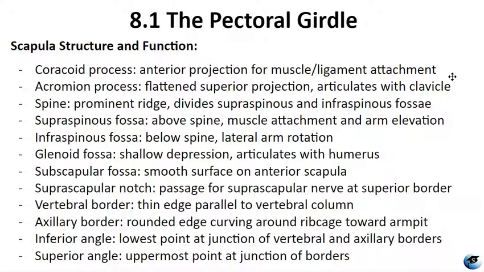Finally, there are two borders on the side of the scapula. The one closer to your spine is called the vertebral border, and the one near your armpit is the axillary border. At the bottom of the scapula is the inferior angle, and at the top is the superior angle. And all of these parts work together to help you move your arms and shoulders comfortably.